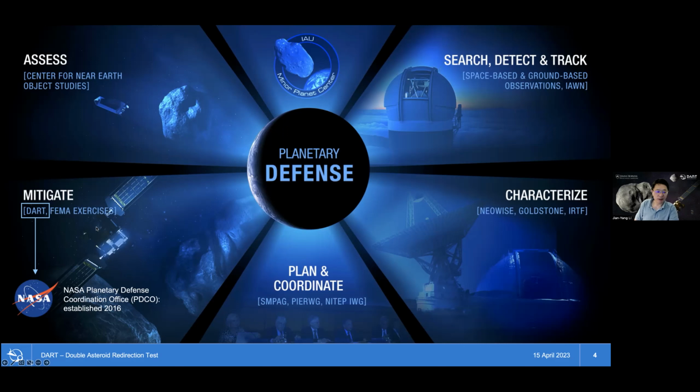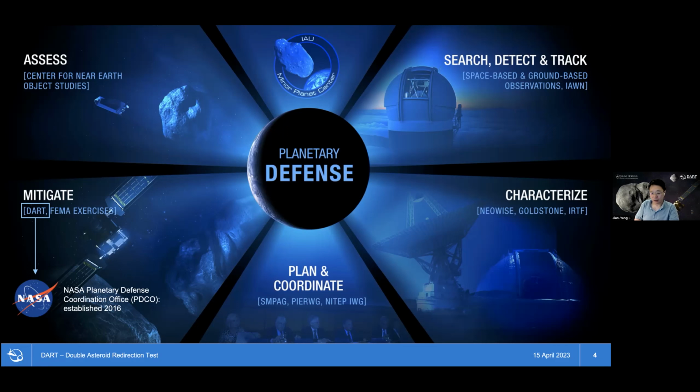Mitigation is coordinated by several government branches, and there's also the Office for Outer Space Affairs in the UN that is responsible for these kinds of affairs. And then FEMA in the US is responsible for coordinating the mitigation. Then DART fits into this part. We're basically testing our technology to mitigate asteroid impact to Earth.